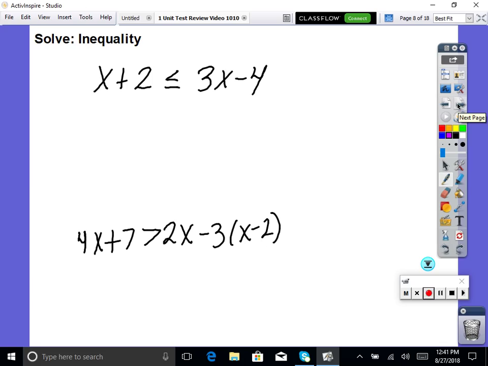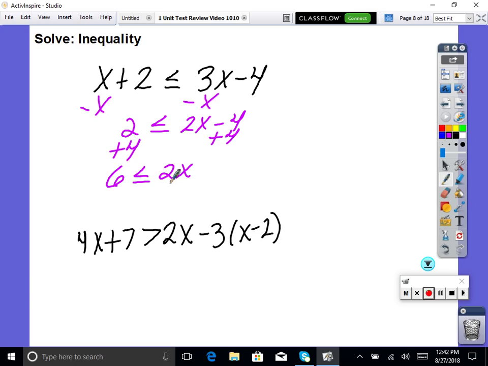Okay, it just is going to say solve. So this is an inequality. So we treat it the same way. We just combine our x's, remembering if we multiply or divide both sides by a negative, we got to change the inequality. So subtract x. 2 is less than or equal to 2x, and then we have a minus 4, so I'm going to add 4. 6 is less than or equal to 2x, divide by 2. So now we have right now 3 is less than or equal to x.